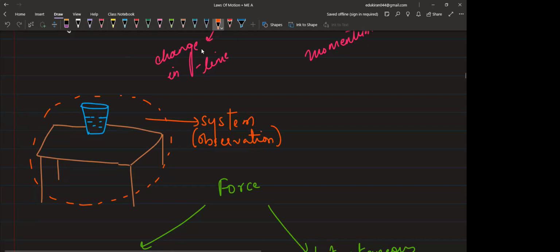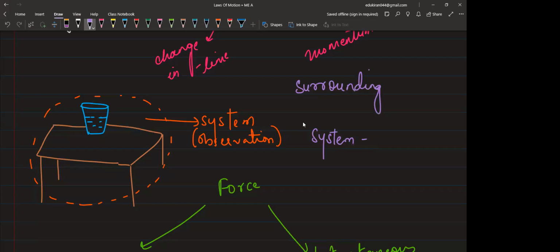Now, anything in this universe which is present apart from this glass and table, that entire portion of the universe is called the surrounding. So basically, we can say that this system plus this entire universal surrounding, this is making our universe. So the portion which is under observation is our system, and the entire environment around it is the surrounding. So this is how a universe is being created.